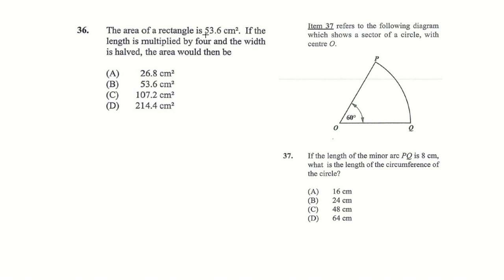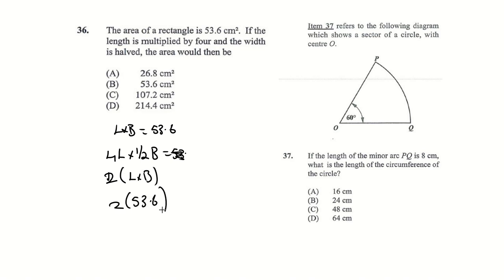The area of a rectangle is 53.6, if the length is multiplied. We did this just now. So we know length by breadth is 53.6. Then they tell you your length is 4 times a half breadth. So 4 by half is 2, 2 by length by breadth, which is 2 by 53.6. 3 and 3, 6, yeah, it'll be 107.2.